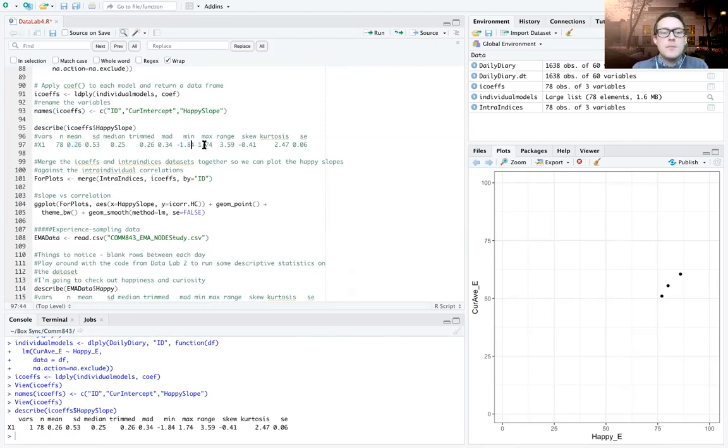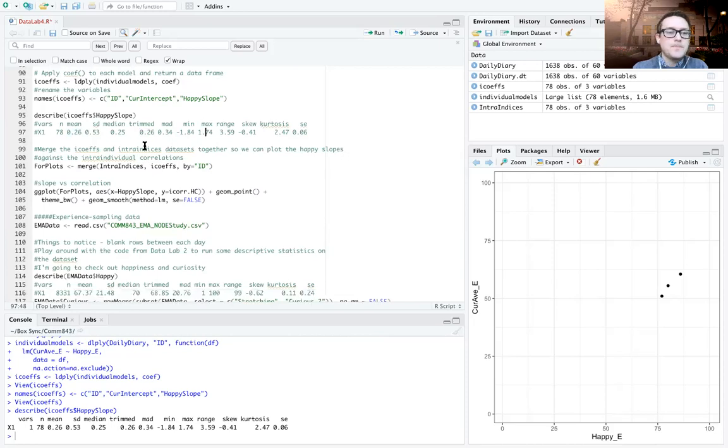So here's the minimum value of the slope and the maximum value of the slope. We're not in correlation land anymore, so you're not bounded between -1 and +1. But the sign is still telling you about the direction of the association. Okay.